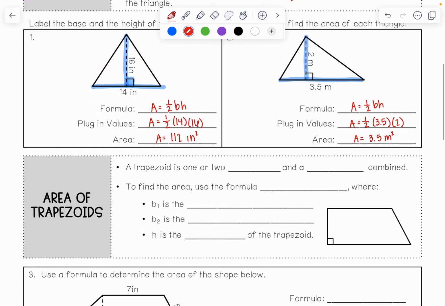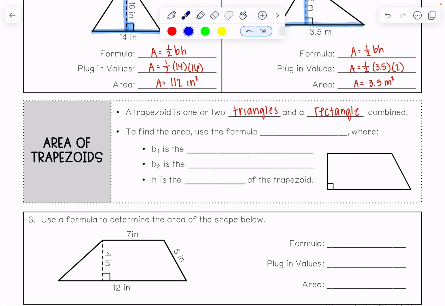Okay, area of trapezoids. Now, when we have a trapezoid, this is 1 or 2 triangles and a rectangle combined. So here are 2 different versions of a trapezoid. This is 1 rectangle and 1 triangle. And down here we have 1 rectangle and then the 2 triangles on the side. So it's 1 rectangle and then either 1 or 2 triangles.